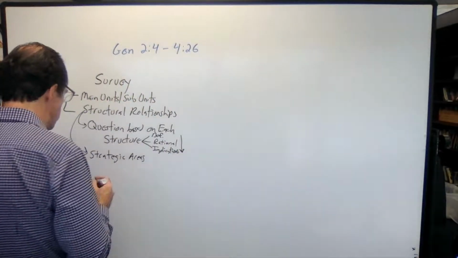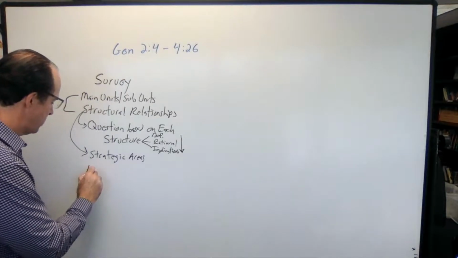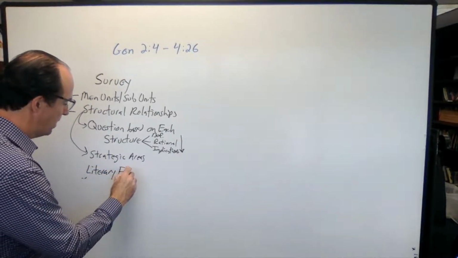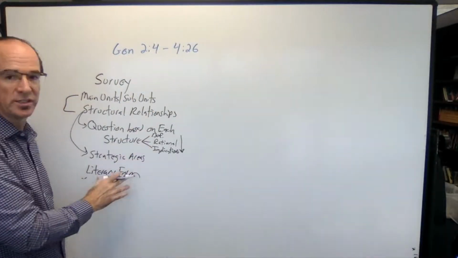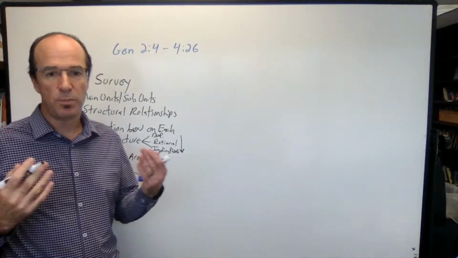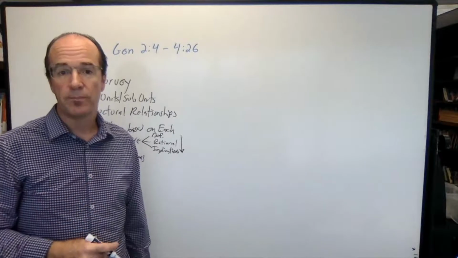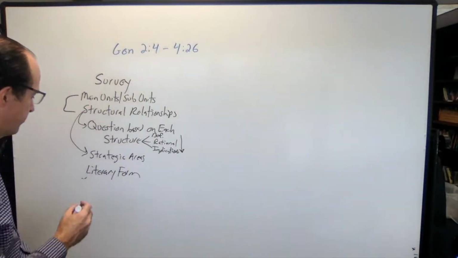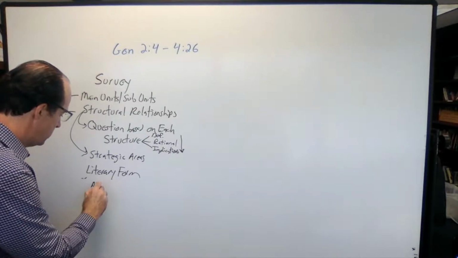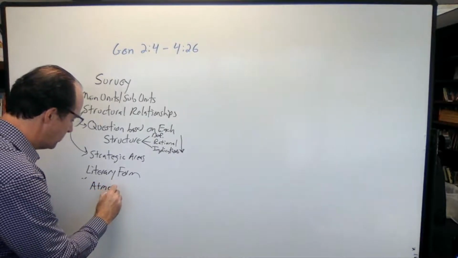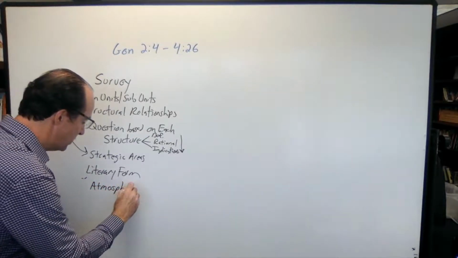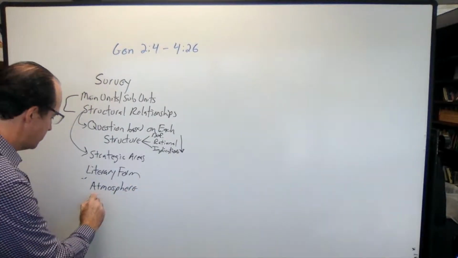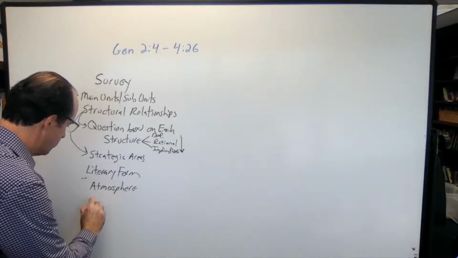The other parts of the survey are a little more straightforward. You just talk about the literary form. For example, Genesis 2:4 to 4:26 would be narrative. There is poetry in the Pentateuch. There's law. There are hortatory sections. Those are what we mean by literary form. Then atmosphere. What's the tone? Give a couple of adjectives that describe the atmosphere, and then save a section for major impressions.